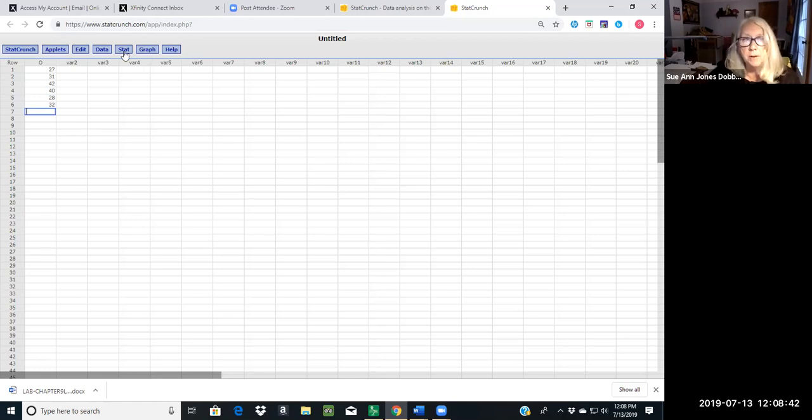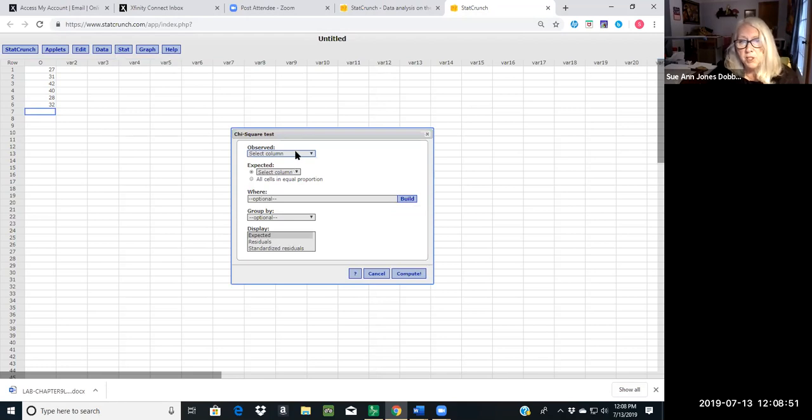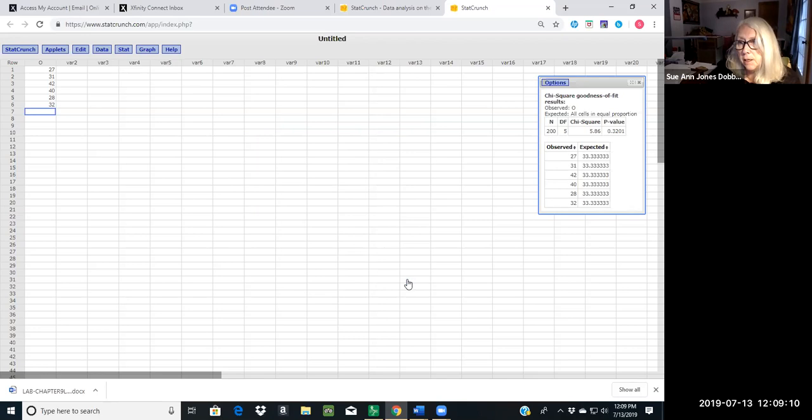So you go now to Stat, down to Goodness of Fit. You want to do a chi-square test, and the observed are in the column that we labeled O, and then you have to check that I expect all cells in equal proportion. That's telling us you ran an equal expected frequency test, and then you hit compute. And so this is what you get, if I can get this to move over. Sorry, my picture's in the way here.